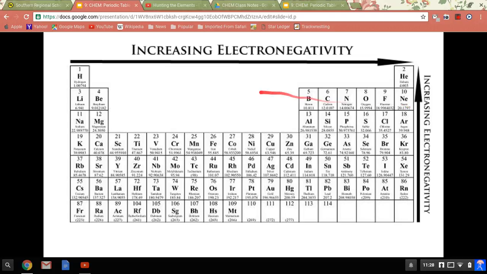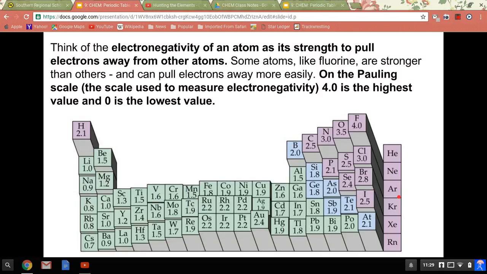So here's our general trend of electronegativity again. We have increasing from left to right, and then it's decreasing going down, or you can also think of it as increasing going up. You can put either a decreasing arrow going down, if you'd rather write it out that way, or an increasing arrow going up. Remember, fluorine is your most electronegative atom. Noble gases don't have electronegativities.